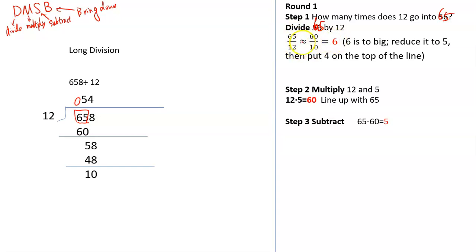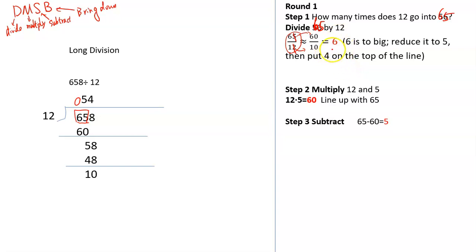But you could start with rounding the numbers, because this is not really that easy to see. We could round 65 to 60 and round 12 to 10, and then just divide 60 by 10. You just ignore the ones. 6 means 6 tenths, 1 means 1 tenth. So 1 tenth goes into 6 tenths 6 times, because that's much easier.